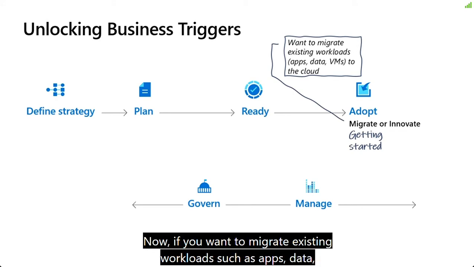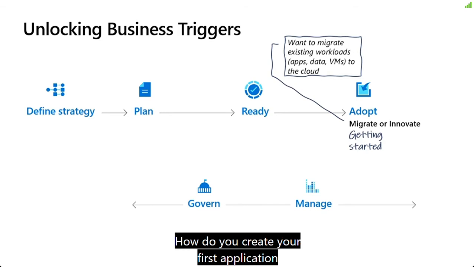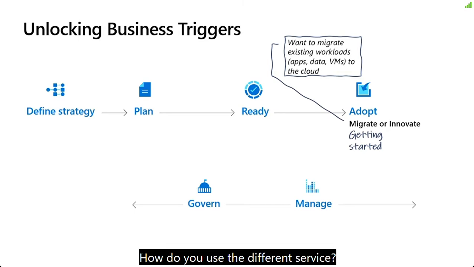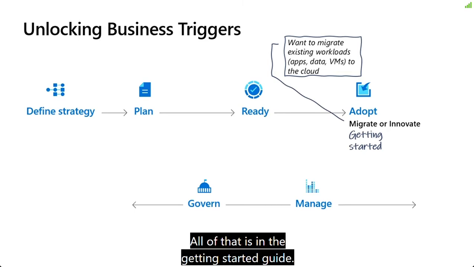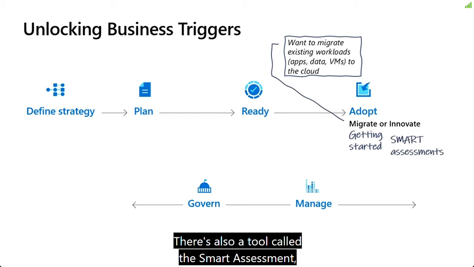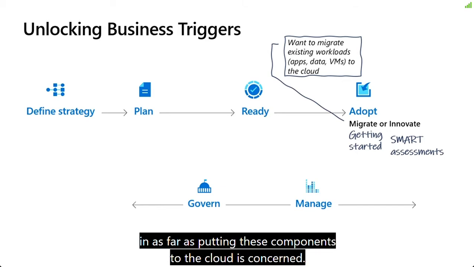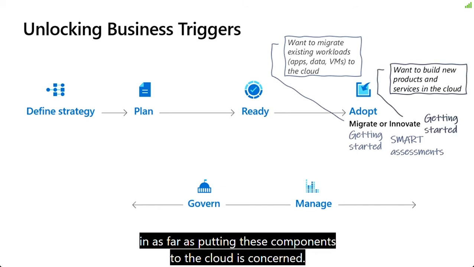Now, if you want to migrate existing workloads such as apps, data, VMs to the cloud, there are a lot of getting started guides. Like, how do you migrate VMs from on-premise to the cloud? How do you create your first application using the Azure platform as a service? How do you use the different services? All of that is in the getting started guide. There's also a tool called the Smart Assessment. We'll go through that later on to assess the readiness of the applications and your team in as far as putting these components to the cloud is concerned.